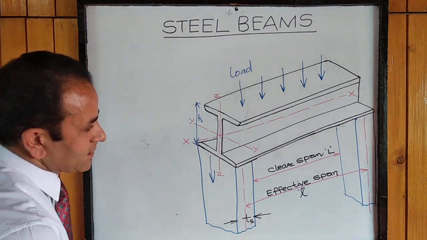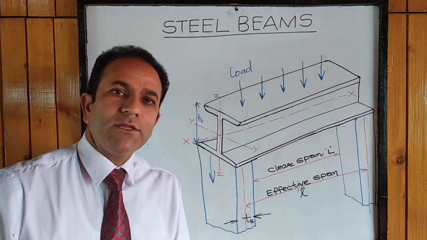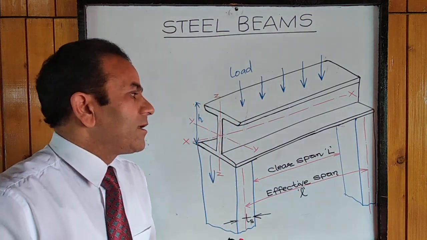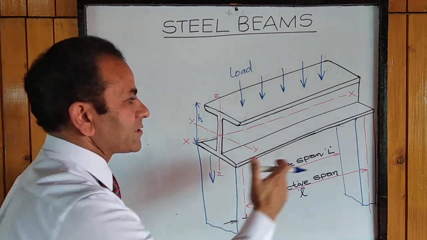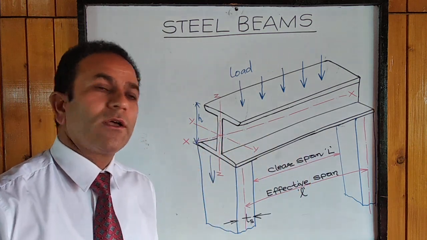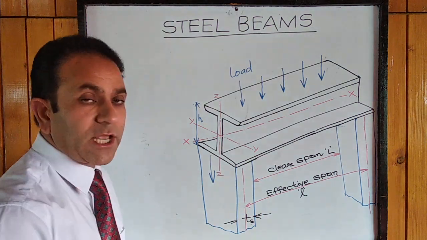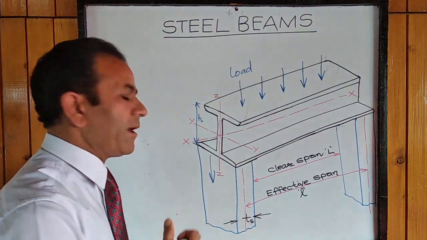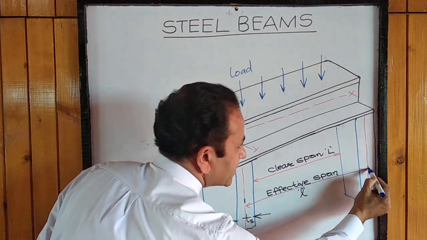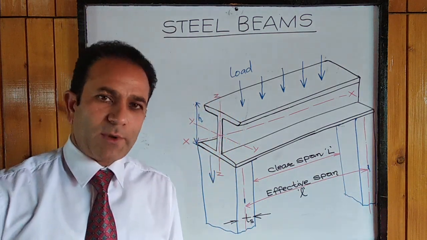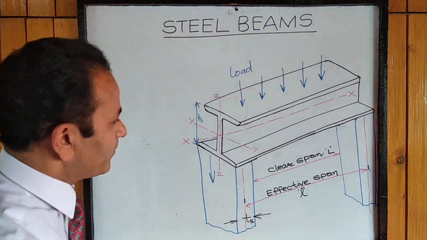Now this beam has a clear span, that is the span in between the two supports, without including the thickness of the support. The face-to-face distance of the supports of a beam is the clear span of the beam. Then, for design, we take effective span while we calculate the bending moment. This effective span is the center-to-center. We take the center-to-center distance of the support as the effective span of the beam, and we use this value for calculating the bending moment for the particular beam.